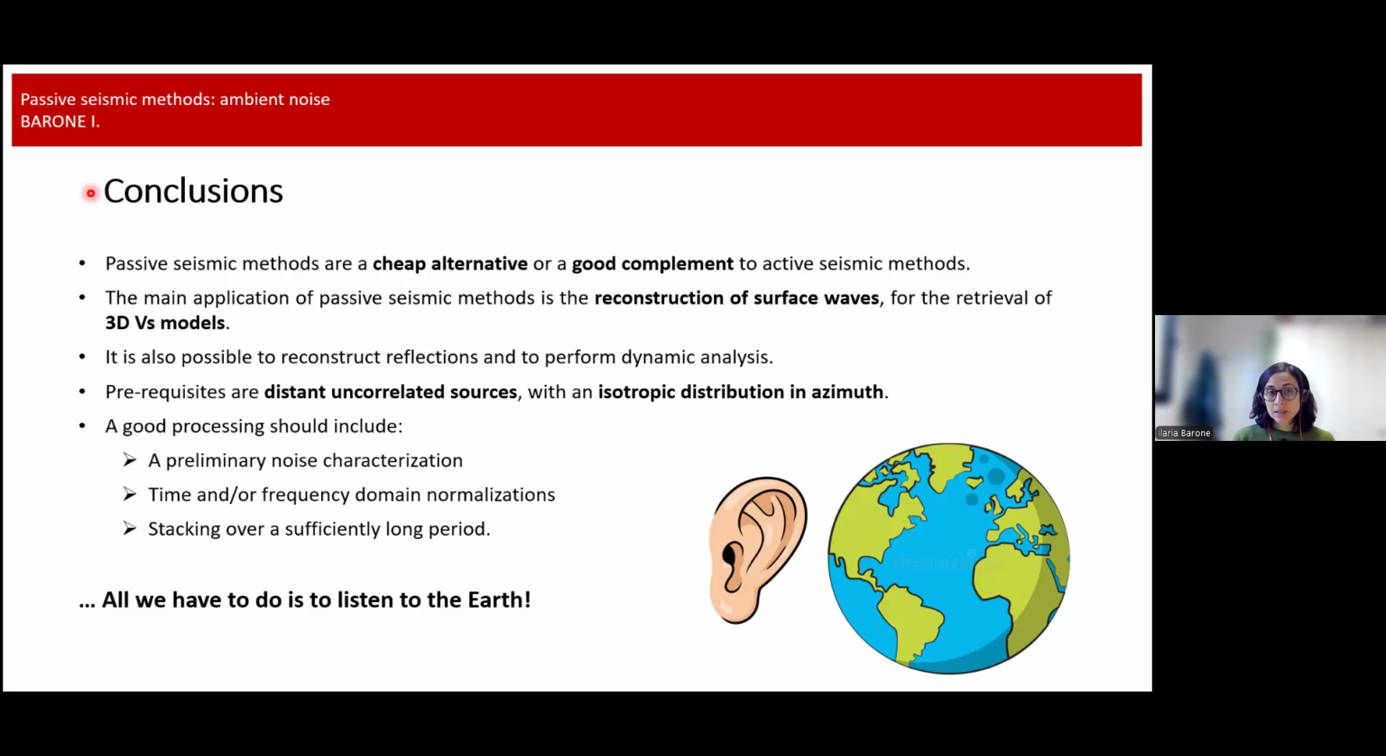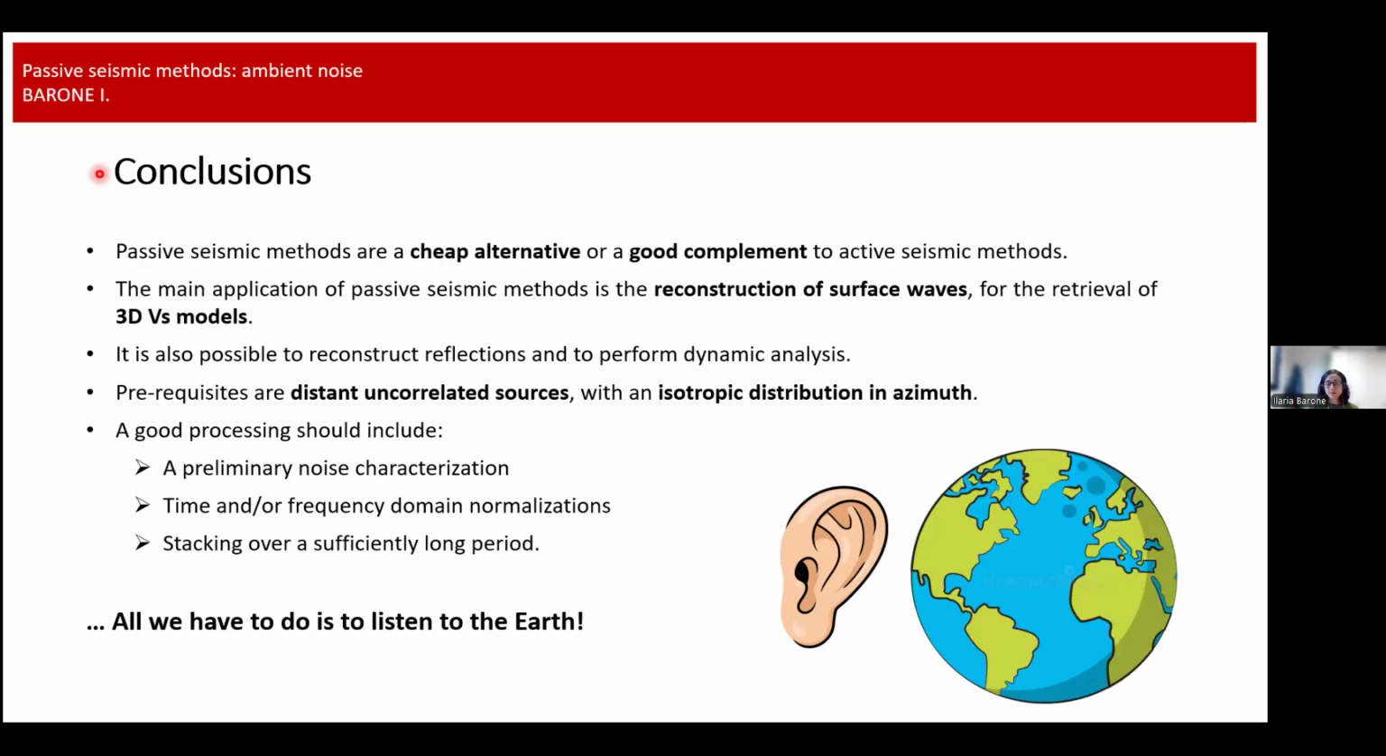Talking about the processing, what we should always do is to perform a preliminary noise characterization through spectrograms with beamforming to see the distribution of the noise, both in time and in space. And then apply normalizations, either a time domain normalization or a frequency domain normalization. And finally, stacking the data over a sufficiently long period. And so I conclude my talk by saying that what we need to do with passive methods is just to listen to the Earth, and that's it.